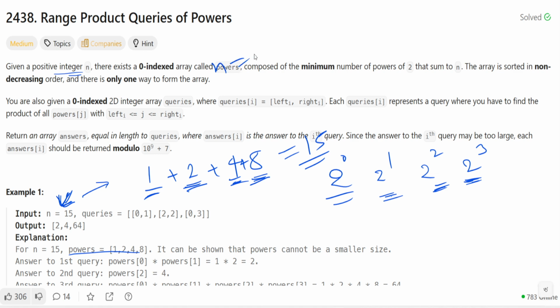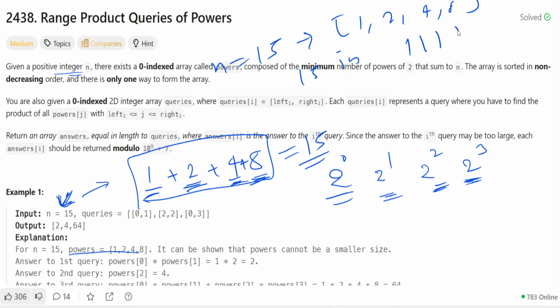That's because 15 in binary is 1 1 1 1. So each one represents a power of 2: a power of 2 at this position, at this one, at this one, and at this one. It means every one bit represents a power of 2, and then we get this 15. Can we say that it is understandable?